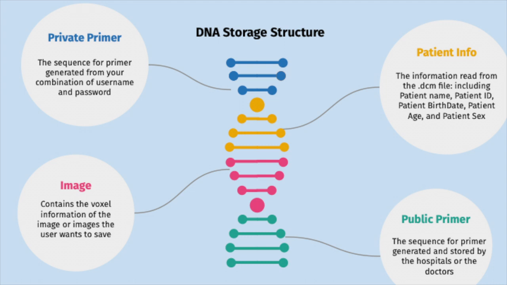The DNA sequence that we will create consists of 4 parts. They are private primer, patient info, images, and public primers. Private primers are generated from user input, username, and password. The patient info section is information read from the DCM files, including patient name, patient ID, and etc. The images part contains the voxel information of the image or images that the user wants to save. The final public primer section is primers generated by hospitals or the doctors.